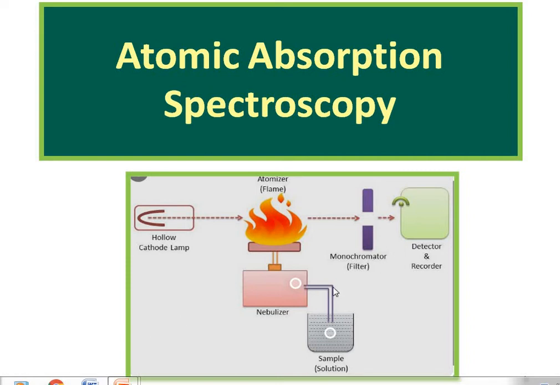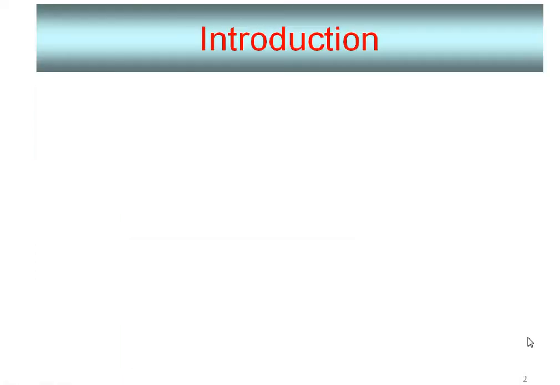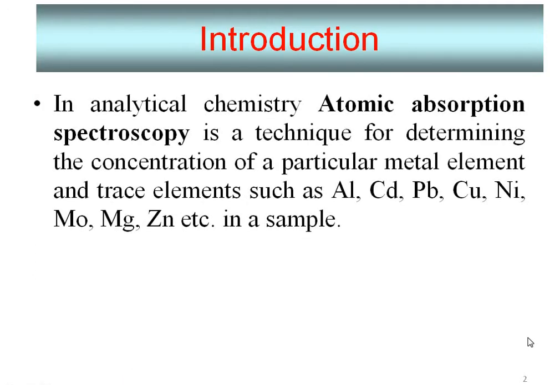Hello everyone, our today's topic for discussion is atomic absorption spectroscopy. In analytical chemistry, atomic absorption spectroscopy is a technique for determining the concentration of a particular metal element and the trace elements such as aluminium, cadmium, lead, etc.